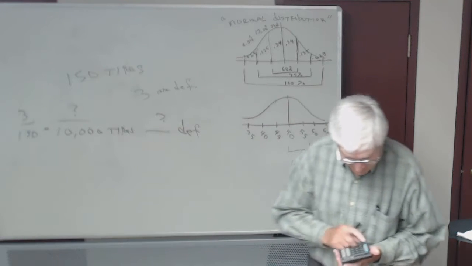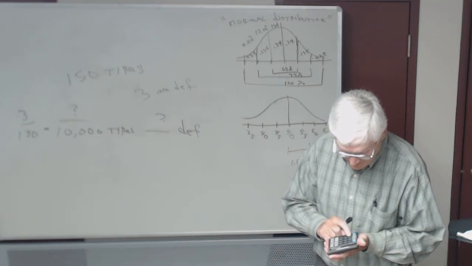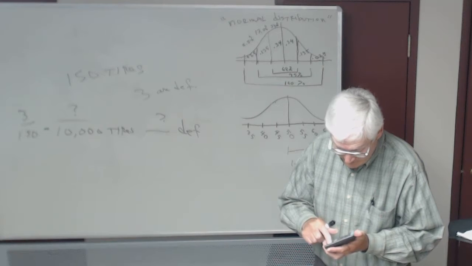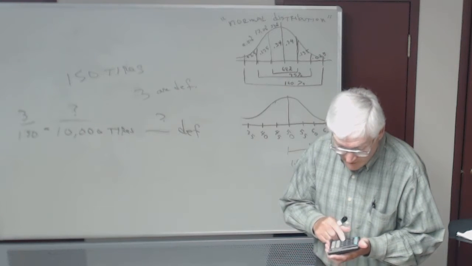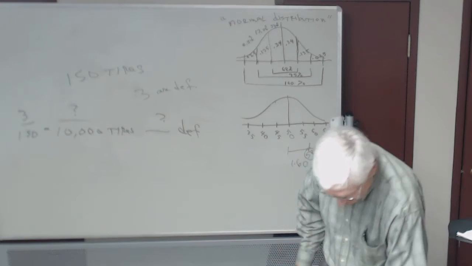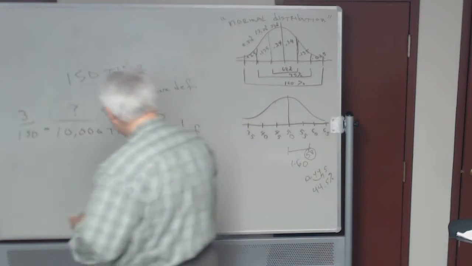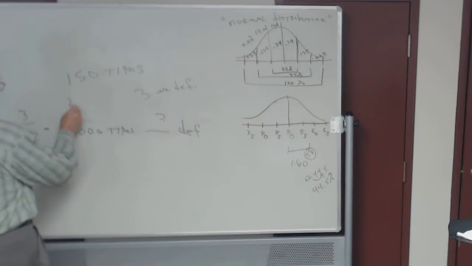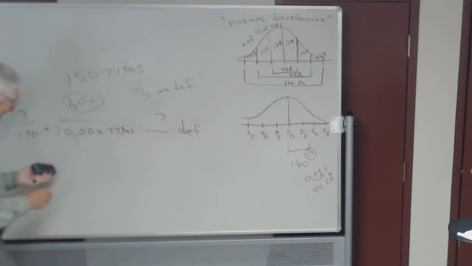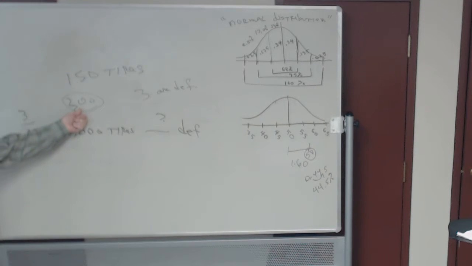30,000? You're not going to tell me that one either. Working on it. 200 divided by 150 equals 200. So 200 tires. So hopefully, when you're buying tires from Walmart, you don't get one of those defective 200.